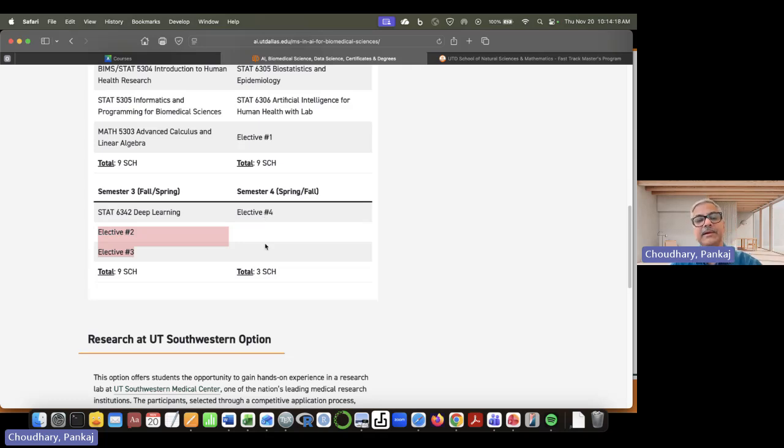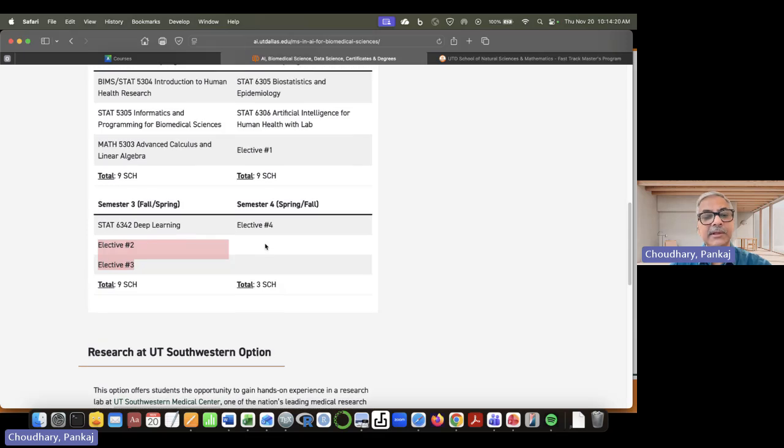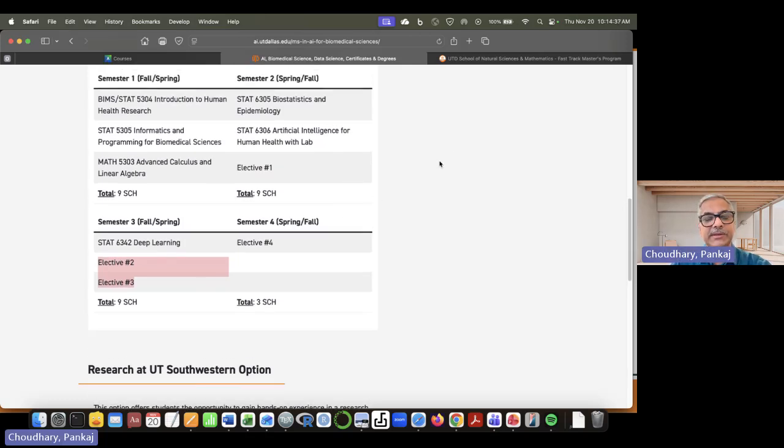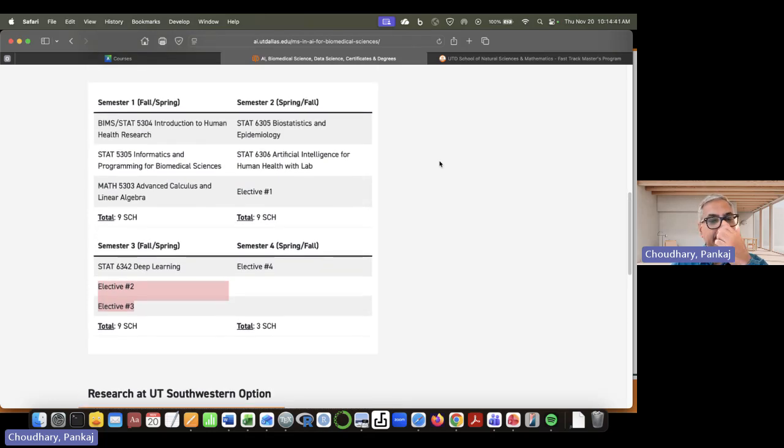So this is how you will get a total of 30 credit hours. But again, you may take this elective course if your schedule permits, maybe in third semester itself, or maybe even in second semester. And if you do that, you can complete the program in 3 semesters. Okay. So this is about the curriculum of the program.